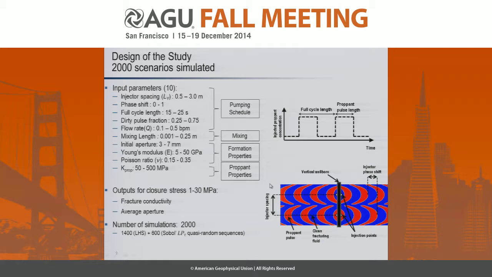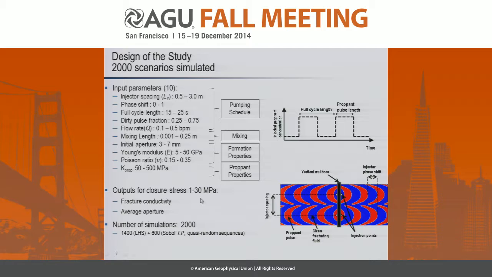Using this workflow, we performed an extensive parameter study intended to span a wide range of pumping and formation related properties that I show here. Just in general, this is the range of pumping related parameters that were considered. There were the formation related properties that were investigated and the elastic properties of the proppant itself under stress. The key thing I'll point out here is that because of the uncertainty around mixing, we allowed ourselves to consider a very wide range of mixing lengths between the dirty and clean slugs: 1 millimeter, which is essentially going to give you nice crisp pillars of proppant, all the way up to almost a foot. And we considered a wide range of closure stresses.